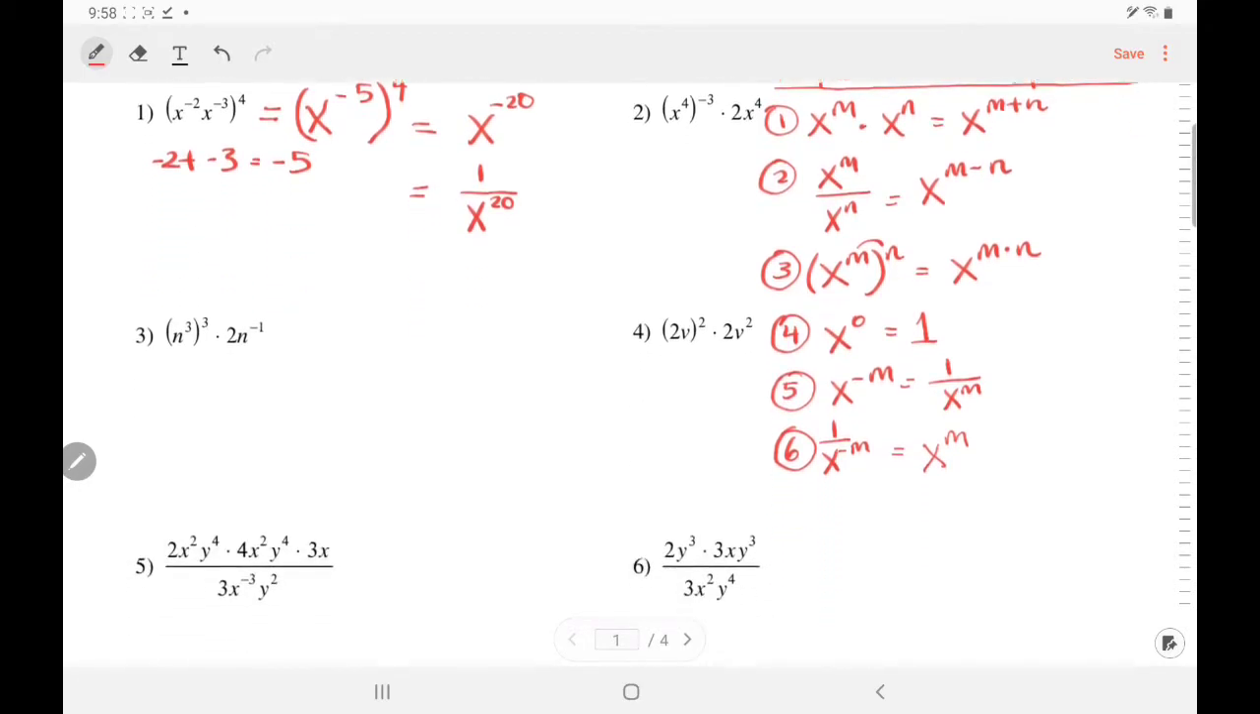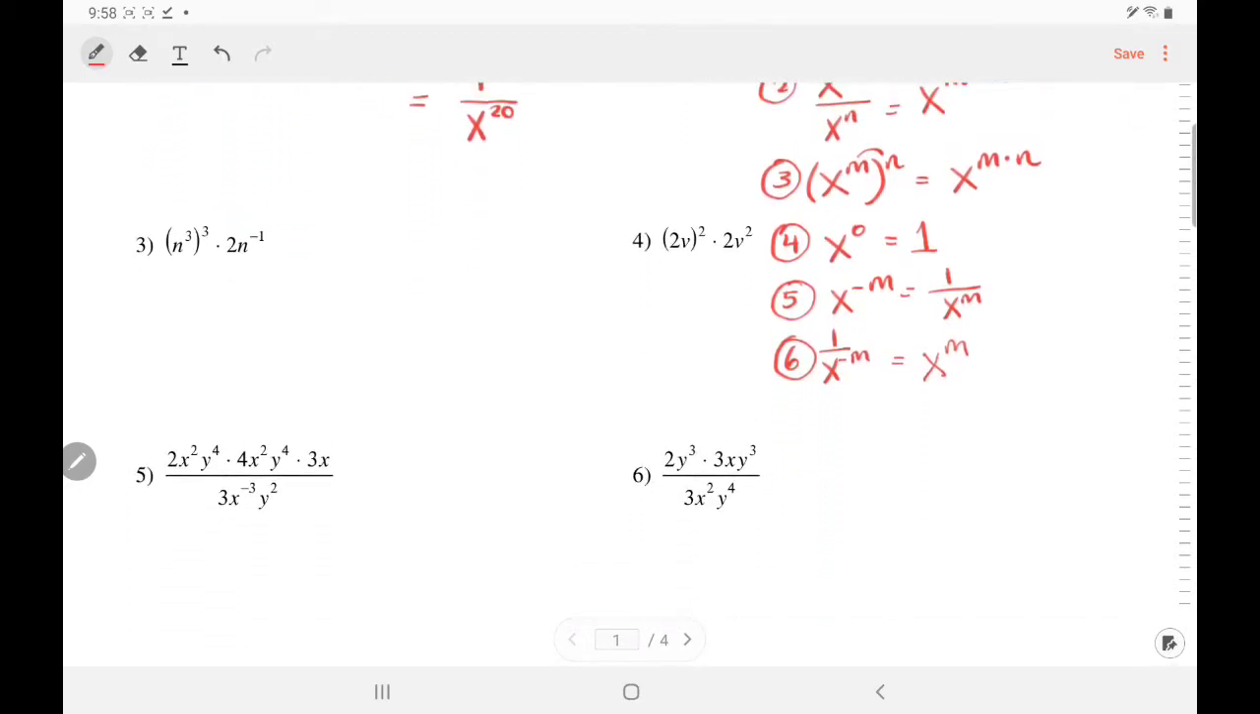Let's try number 3. You first use rule number 3 and multiply exponents. So it's n to the 9th times 2 n to the -1. 2 is a coefficient. You always write coefficients first. Now use property 1, where in multiplication you add the exponents. 9 plus -1 is 8.